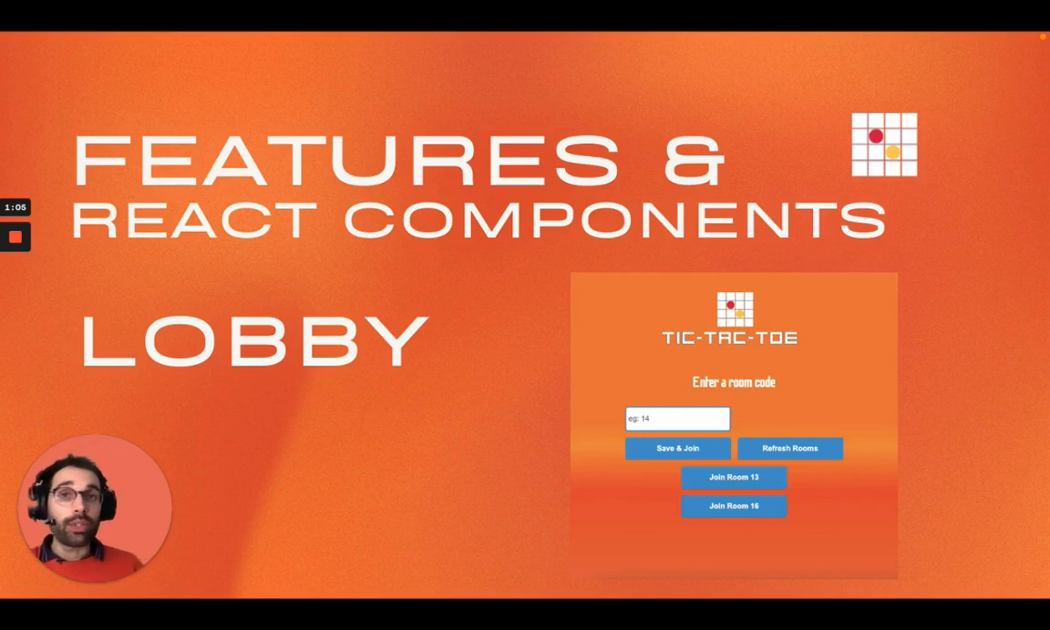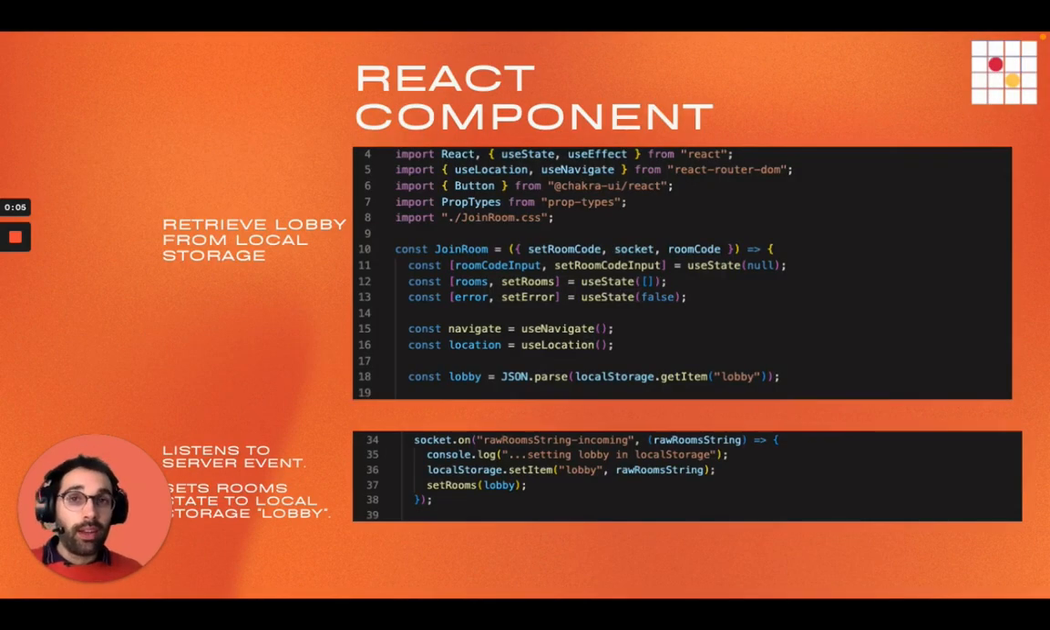Now we're going to take you through some of our features and components and some of the Socket.io events that we use to implement them. First of all, the lobby. As you saw in the demo, you can input a room code, then you can save and join or join a previously created room. Now I'm going to take you through the join room component, which is responsible for the lobby. We're going to have a look at the rooms state, which in this case is an empty array that will get updated as someone creates rooms, and then it's going to get mapped into rendering the buttons that you can click to join the rooms.